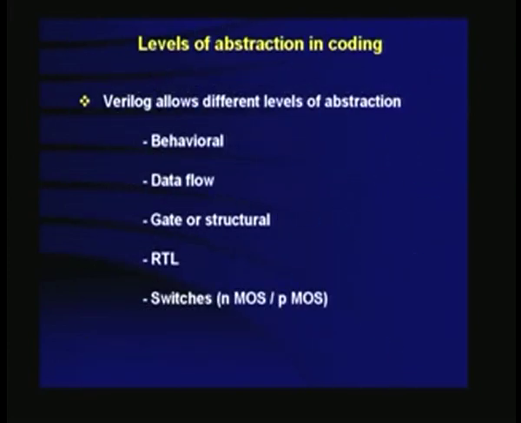So what are the various things? Verilog allows different levels. I can describe the behavior of a circuit. I can give the data flow of the circuit, or I can give a gate or structural level description. I can give an RTL. RTL means register transfer language. It is register transfer. Or it can also be switches, NMOS, PMOS type of thing. You can go to that level.